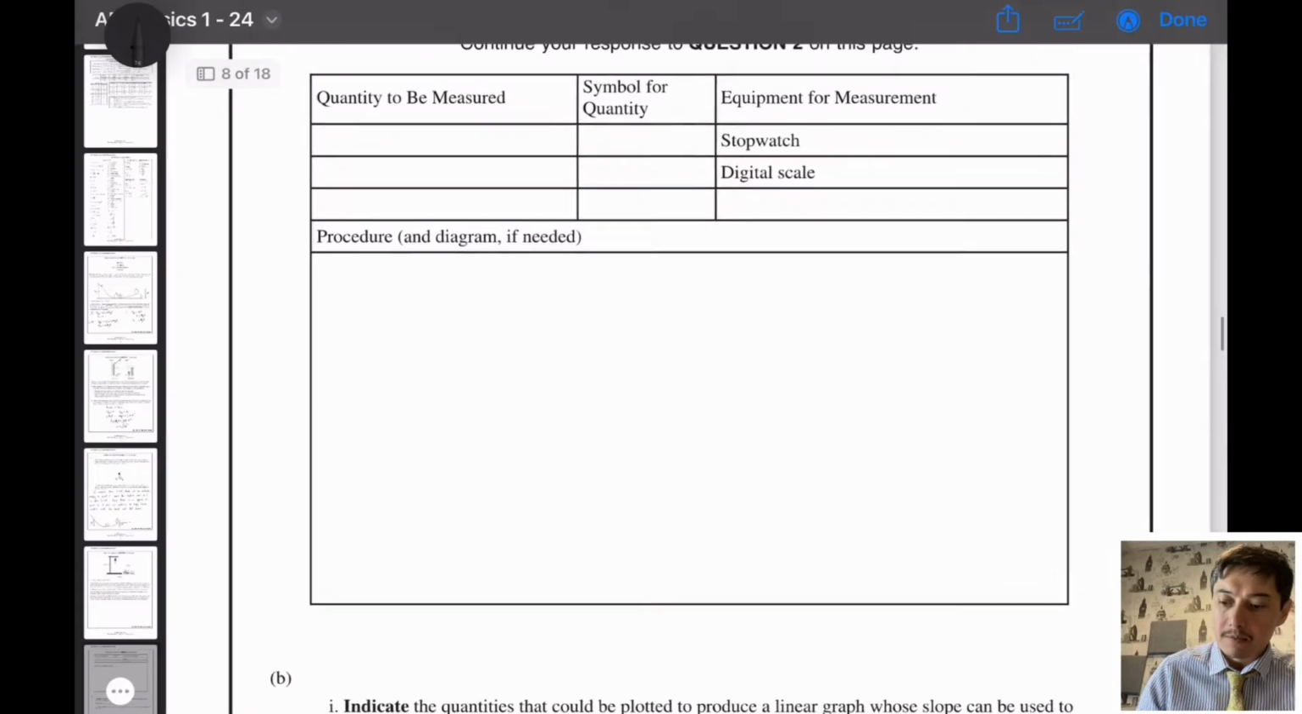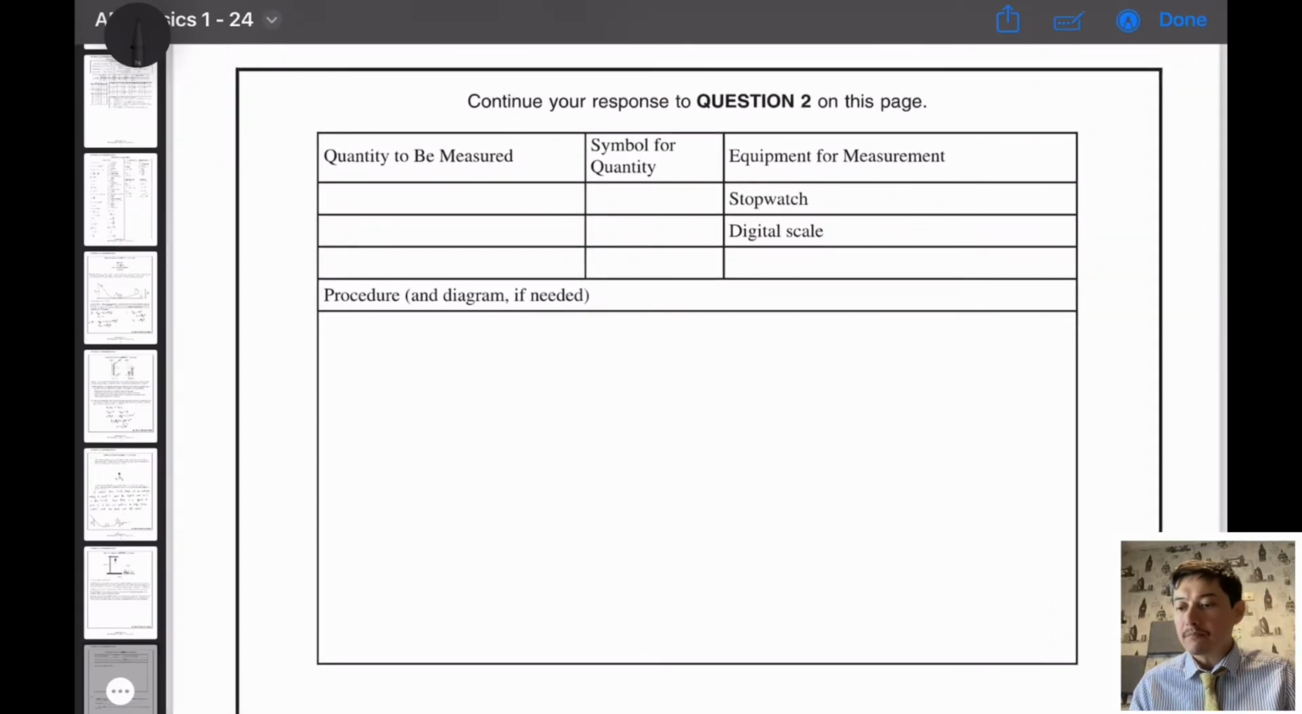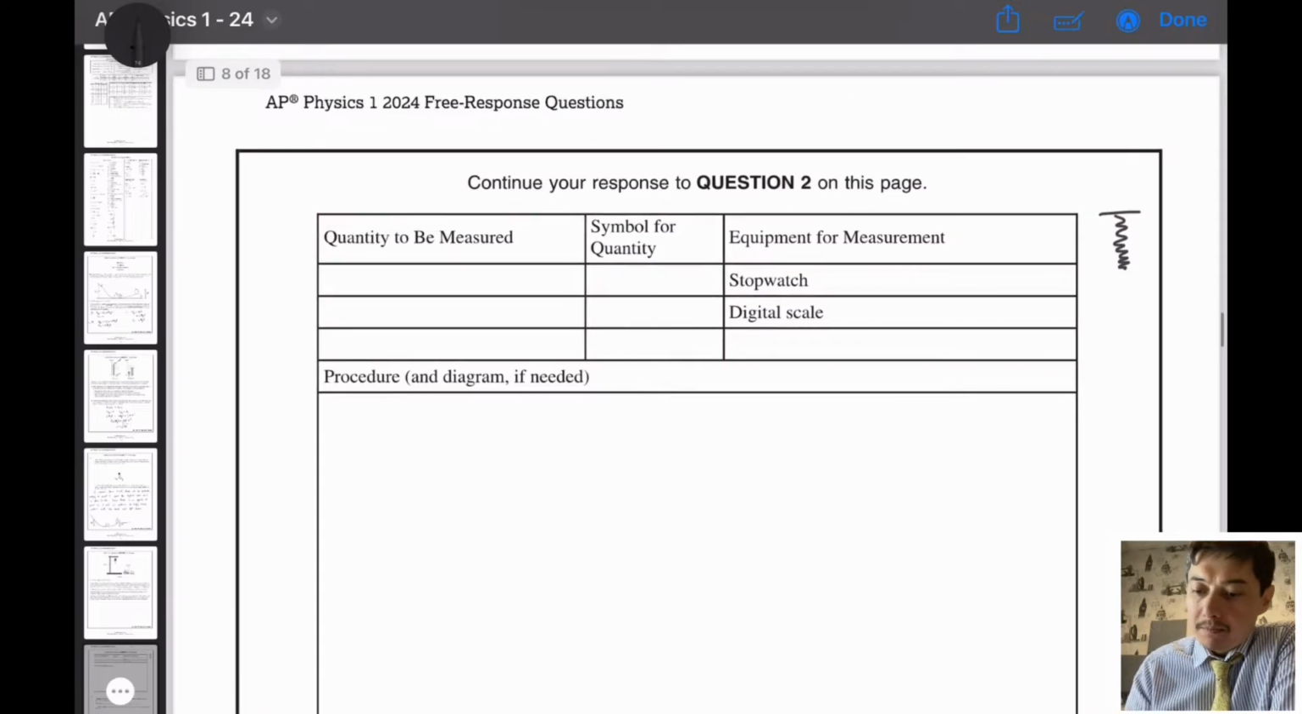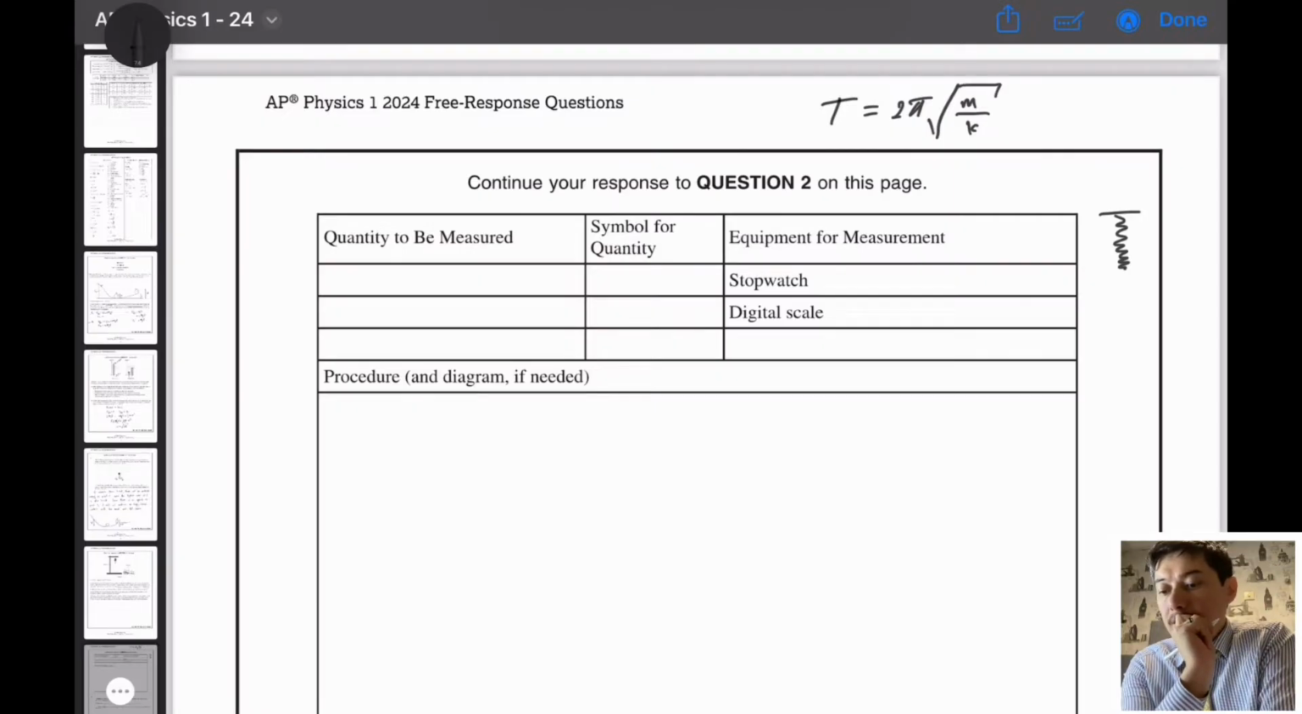Let's go to the table. All right, here is the table. Now, we have this spring and we have got different masses. So to measure the K, we can use the oscillation of the spring mass system, where the period is equal to, you can check it from your formula sheet, 2 pi square root of m over k. Now, we can use this relationship.